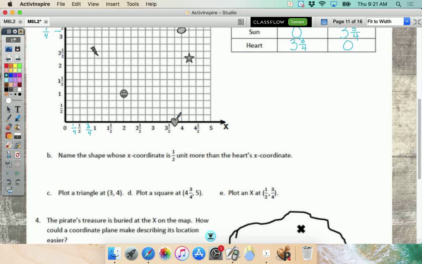Yasmin, what do you think it is? It's tricky. Is each one of these a half? No. Each one of these is what? A fourth. So how many would equal a half? 2. Yep. So if I go there, that's a half of a unit. Did everybody see that bunny hop? Everybody make it. Okay? That's 1/2 unit. So what shape has an x-coordinate of 1/2 unit more than the heart's? The star.